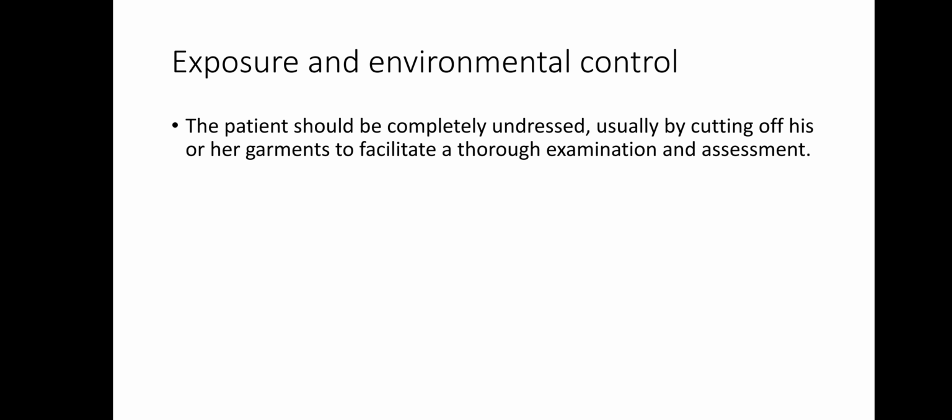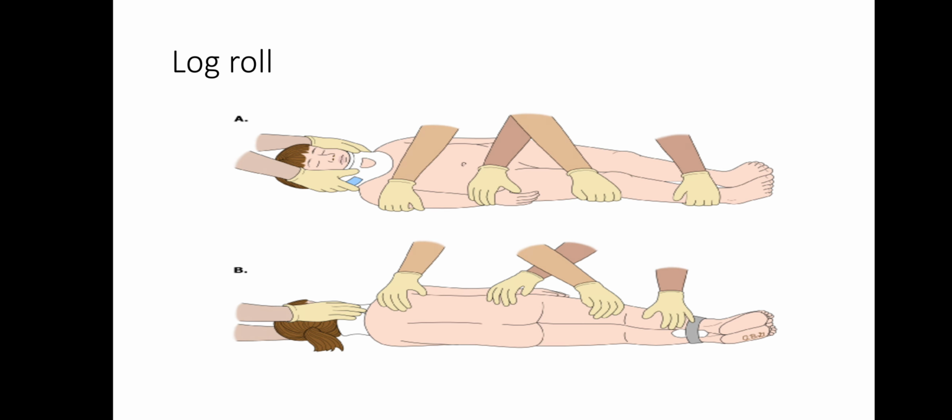Exposure and environmental control. Undress. The patient should be completely undressed, usually by cutting off his or her garments to facilitate a thorough examination and assessment. Log roll. Log roll should be done here by at least 3 healthcare workers, 2 for rolling the patient and 1 examining. The examiner should: 1. Palpate the vertebrae from the cervical to the lumbosacral area for any tenderness or deformity. 2. Check for any open wound at the back. 3. Do a rectal examination to assess for tone and any blood on the examining finger.